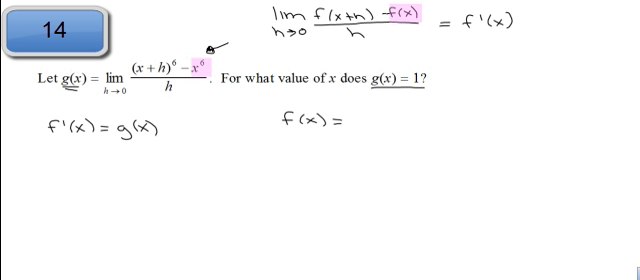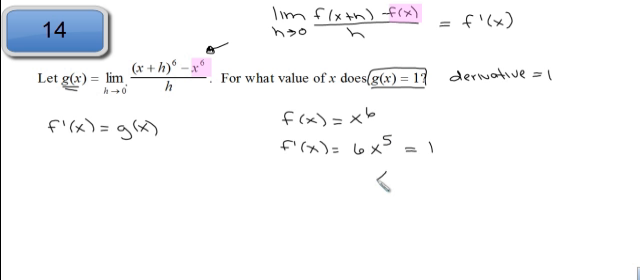So my original function is x to the 6. So what this means right here, g of x equals 1, means when does the derivative equal 1? Because g of x is the derivative. So we're going to find the derivative. That's 6x to the 5th and set it equal to 1. Okay, so then we're going to take the 5th root, that gives me x equals the 5th root of 1 over 6.